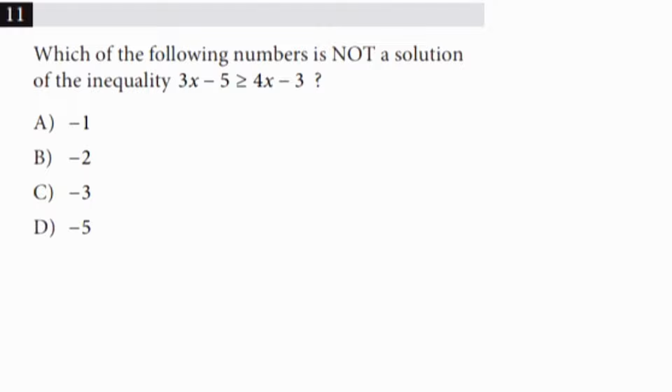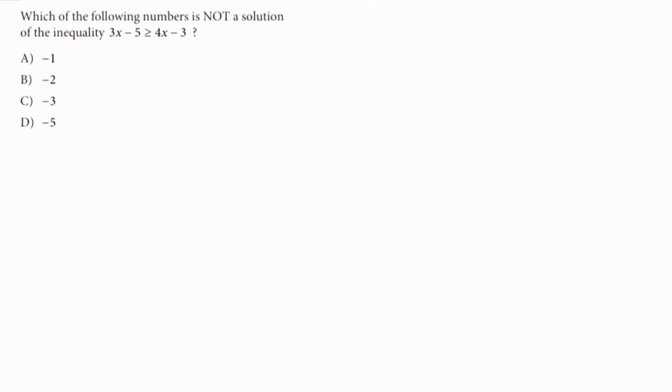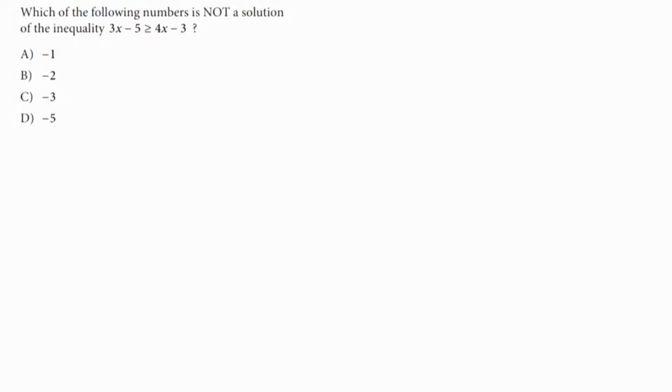Which of the following numbers is not a solution of the inequality 3x minus 5 is greater than or equal to 4x minus 3? The easiest thing we can do here is put all the variables to one side. So we have 3x and 4x. Let's subtract a 3x over. So we have negative 5 is greater than or equal to x minus 3.